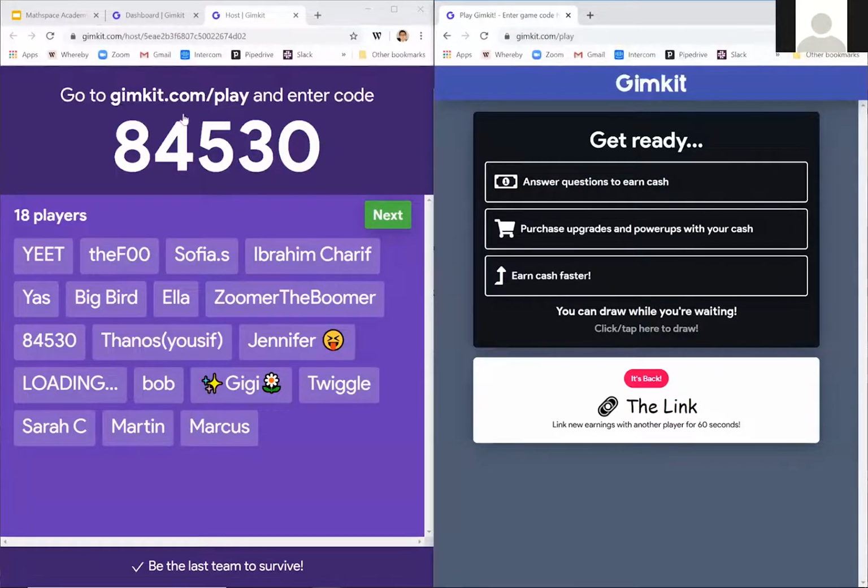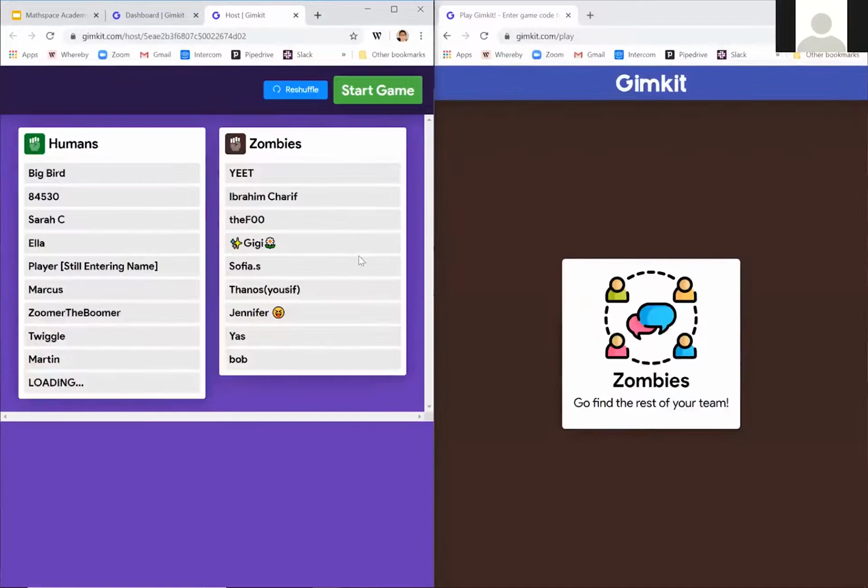Remember, just go to gymkit.com/play in a different browser, put in this code, and then you'll join up our game. You can join late, so it's all good. Just making sure that there's no bad names. All right, let's go. Let's go zombies. I don't know how this is going to work. I don't know why it's telling me to go find the rest of my team.